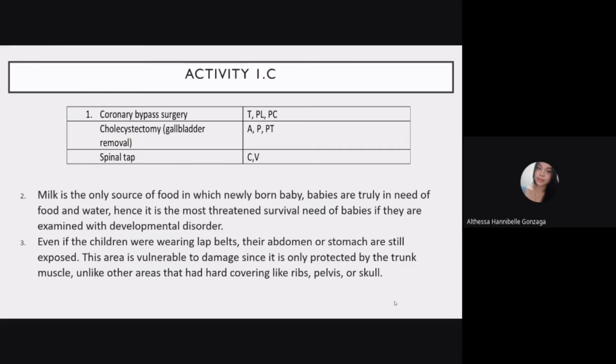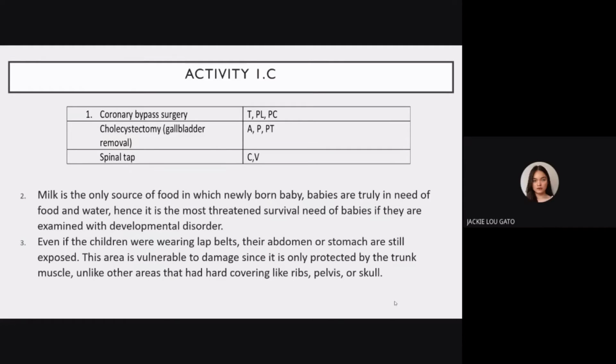So, the survival need for food and water is threatened if the baby cannot have a surgery immediately, because newborn babies cannot take solid food yet, so they rely only on milk as the source of food and water. And also, milk contains calcium, riboflavin, phosphorus, vitamins A and B, potassium, magnesium, and zinc.